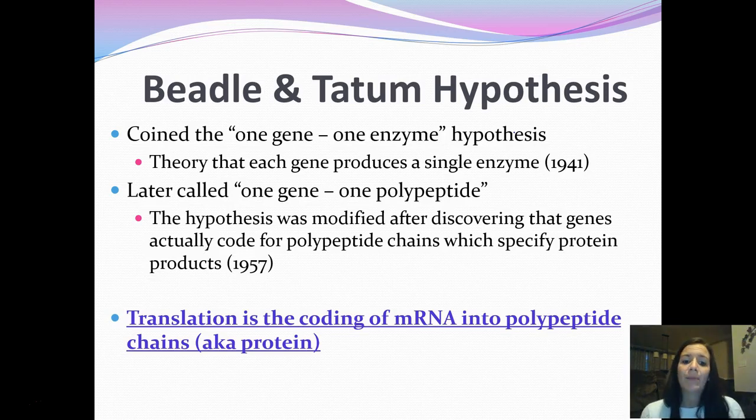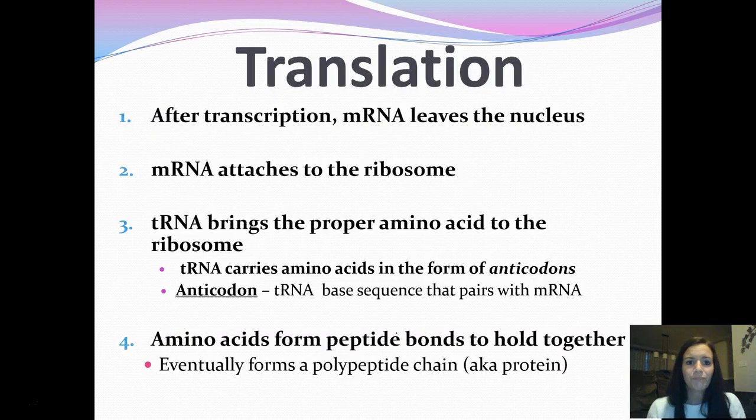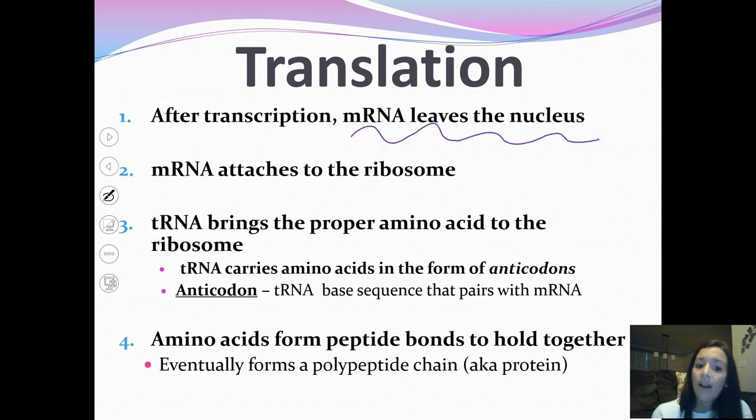So it was modified because polypeptide chains were actually what genes coded for, and this specified a protein product. So you should know, important part here, translation is the coding of mRNA into polypeptide chains, which are also known as protein. When we talk about the specifics of translation, after transcription happens, mRNA is going to leave the nucleus. From there, it attaches to the ribosome, and then tRNA also plays a role because it brings the amino acid to the ribosome.